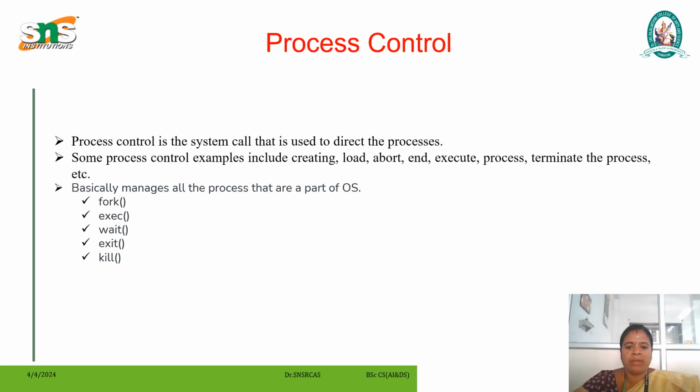Next one, process control. The first type of system call is process control. This type of system call deals with process creation, process termination, process allocation, deallocation, etc. Basically, it manages all the processes that are part of the operating system. First, fork: create a new process, or child, by duplicating the current process, or parent. This is called when a process makes a copy of itself. The parent process is halted temporarily until the child process finishes its execution.